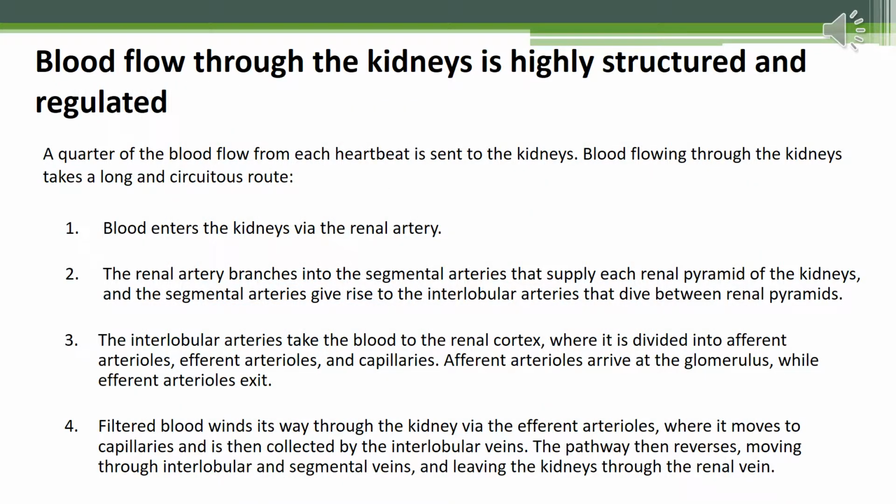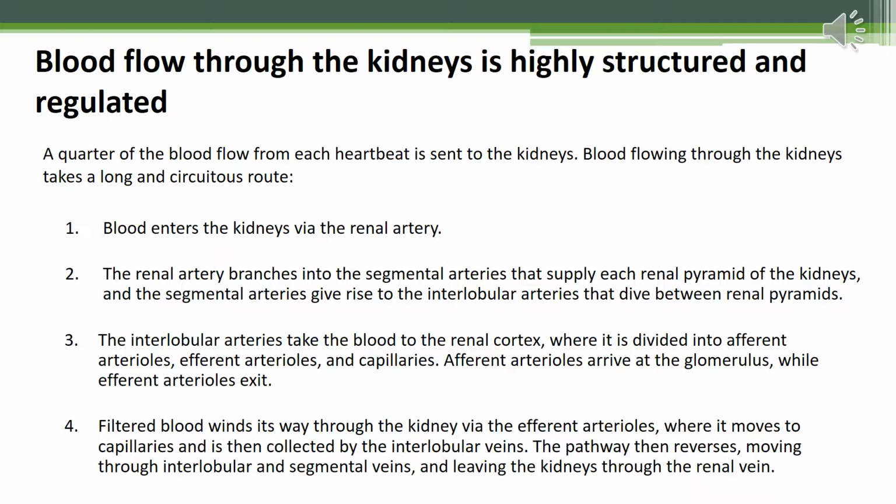Blood flow through the kidneys is highly structured and regulated. A quarter of the blood flow from each and every heartbeat is actually sent to the kidneys. The blood flowing through the kidneys takes a long and circuitous route. First the blood enters the kidneys via the renal artery. This renal artery then branches into the segmental arteries, and each of these is responsible for supplying the renal pyramids of the kidneys with blood.